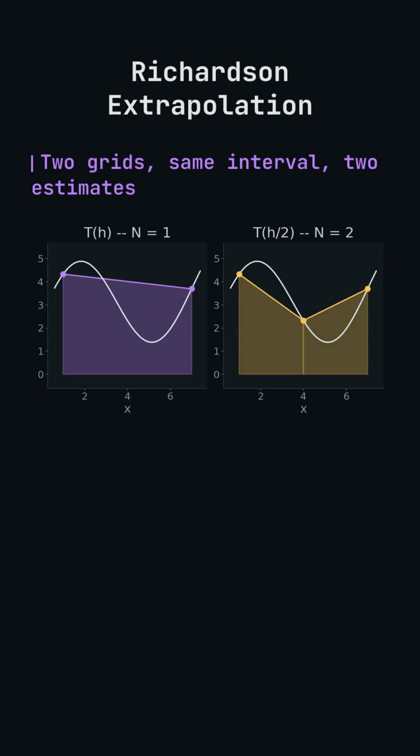Here's what those two estimates look like geometrically. On the left, one crude trapezoid spans the whole interval. On the right, two smaller trapezoids meet at the midpoint, already tracking the curve's dip much better.